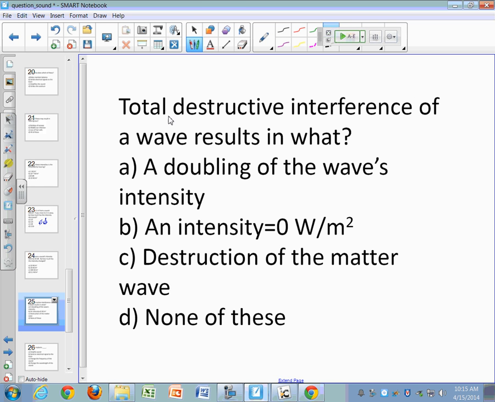Right. Total destructive interference of a wave results in what? I didn't call it total destructive. We just called it interference before. But total destructive is the type of interference that we talked about with the noise-canceling headphones. So if I have interference of two waves, total destructive interference, what does that result in?